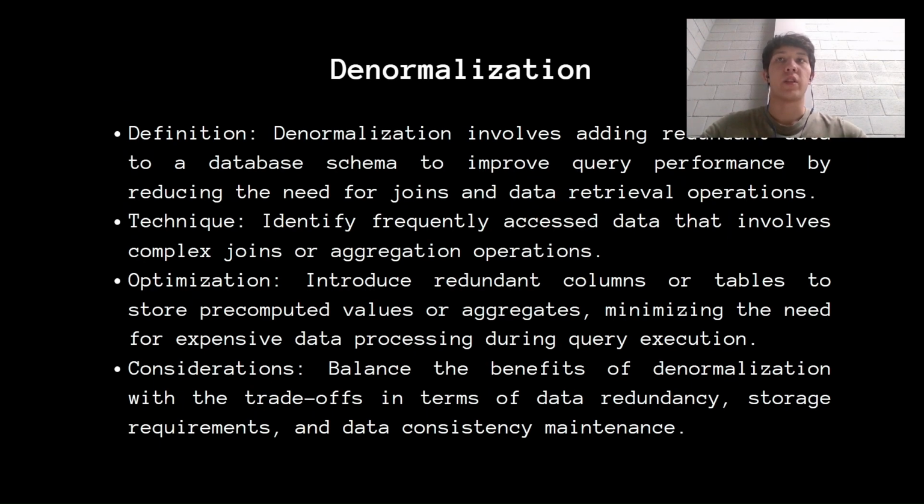Now, denormalization. Denormalization involves adding redundant data to the database schema to improve query performance by reducing the need for joins and data retrieval operations. We'll identify frequently accessed data that involves complex join or aggregated operations. So we'll introduce redundant columns or tables to store pre-computed values or aggregations. Minimize the need for expensive data processing during query execution.